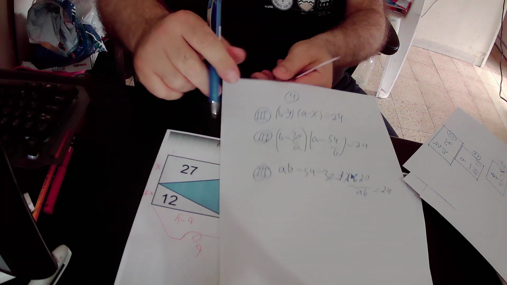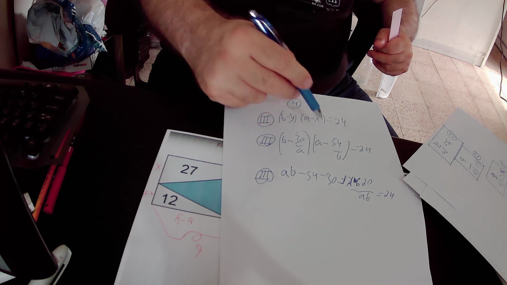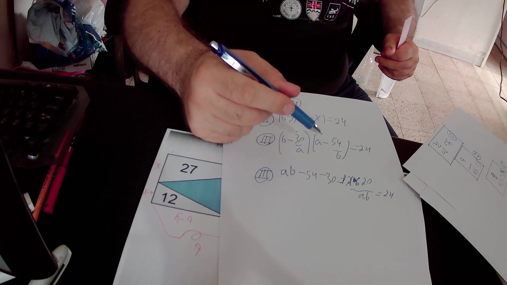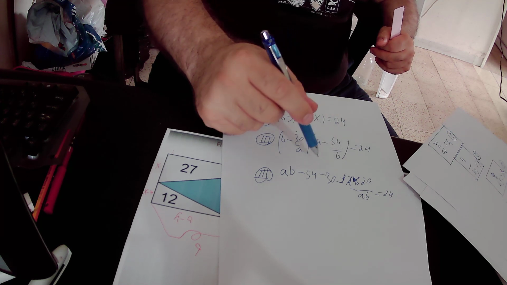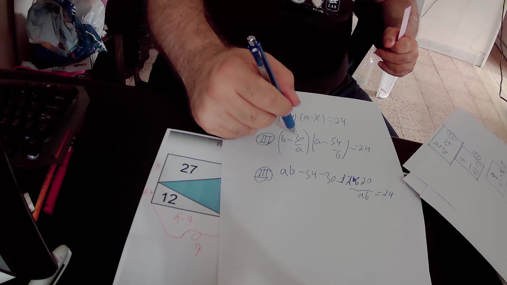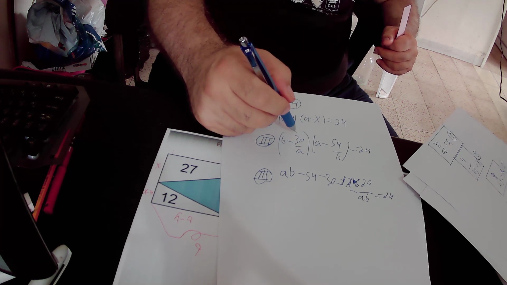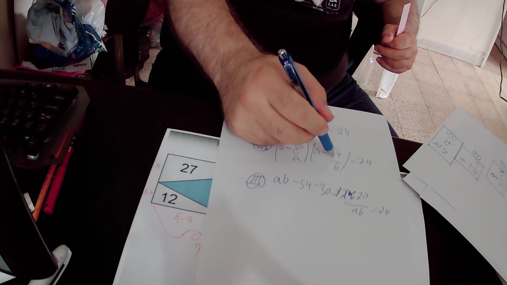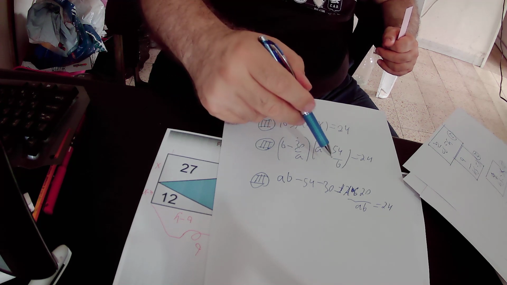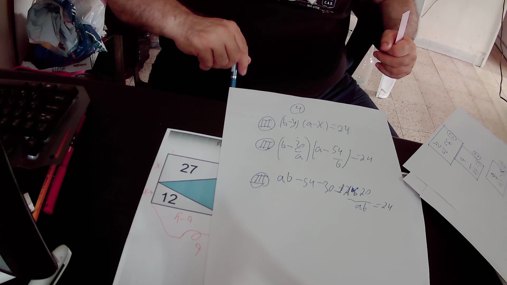I will repeat again. B times A is AB, minus 30 over A times A is minus 30, B times minus 54 over B is minus 54, and minus 30 over A times minus 54 over B equals 1620 over AB, and all equals 24.